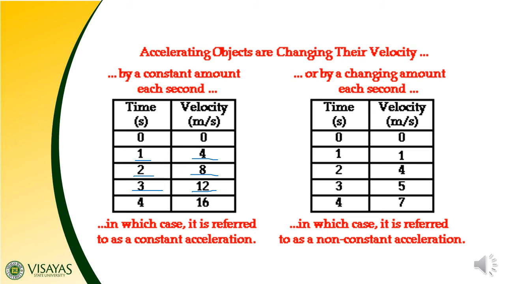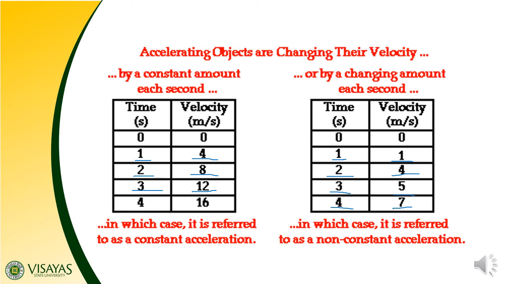Let's just say, for example, after 1 second, the velocity is 1 meter per second. At 2 seconds, the velocity is 4 meters per second. At 3 seconds, it only adds 1 meter per second, so it becomes 5 meters per second. Then after 4 seconds, it adds 2 meters per second, so it becomes 7 meters per second. So the velocity is changing by different amounts, and this is referred to as non-constant acceleration.